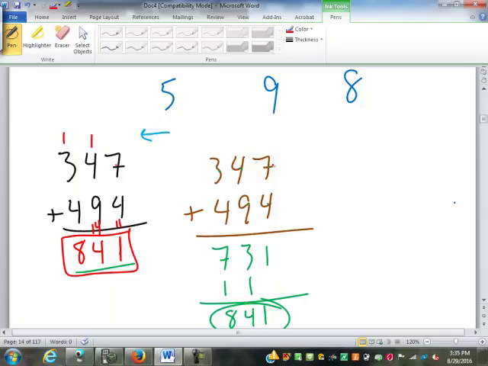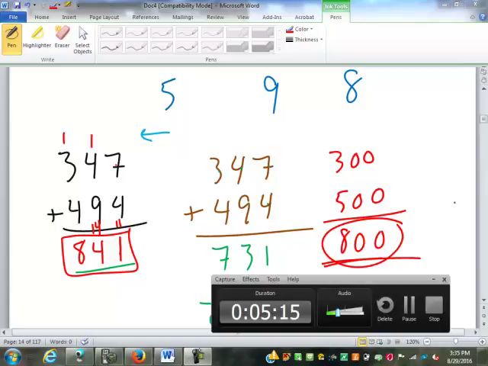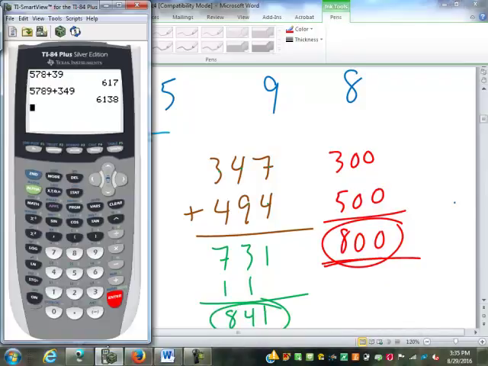But if you're using the calculator, I do ask that you look at it this way. 347, well, that's closest to 300. 494, that's closest to 500. 3 and 5 makes 800. Before I punch this in the calculator, I'm going to do that estimate so I know that I'm expecting an answer close to 800. The reason why I say that is, for someone like me, I have these big sausage-like fingers. When I'm punching the calculator, it's not uncommon for something like this to happen. 347 plus 494. What happened there?